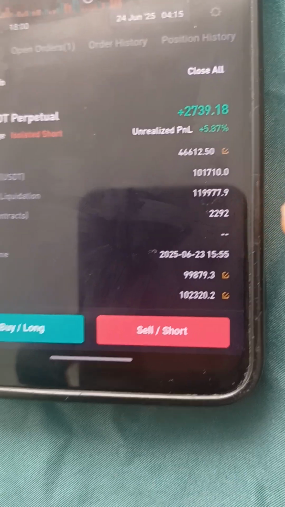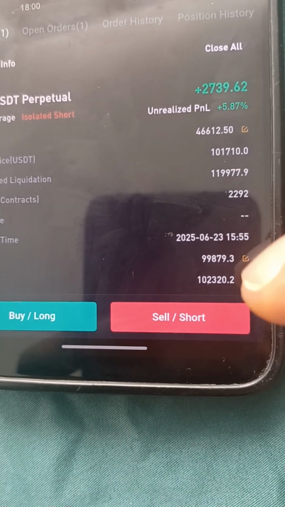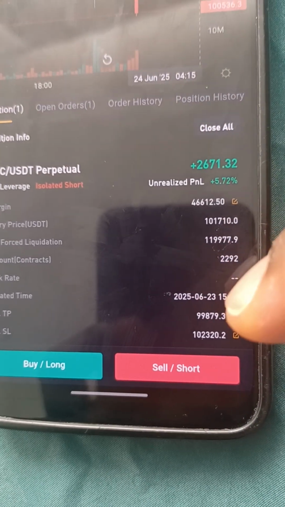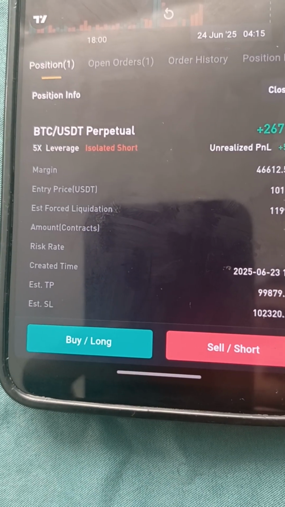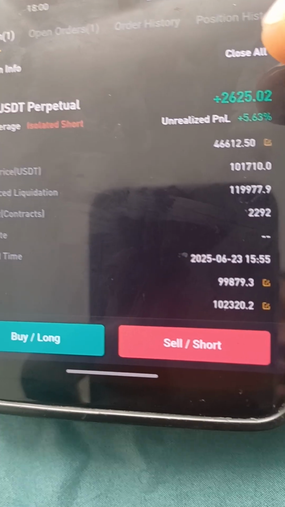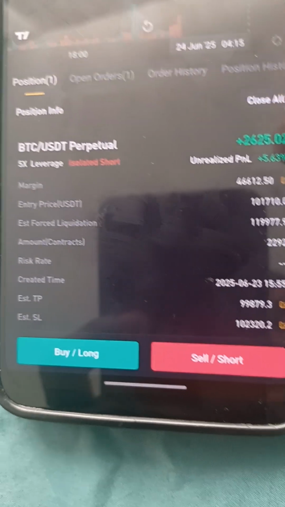And then you can see my take profit. My take profit is around 99,879, and this will earn me over $4,000. If I click here, this will earn me over $4,000. But currently now you can see I've earned over $2,600 in profit.